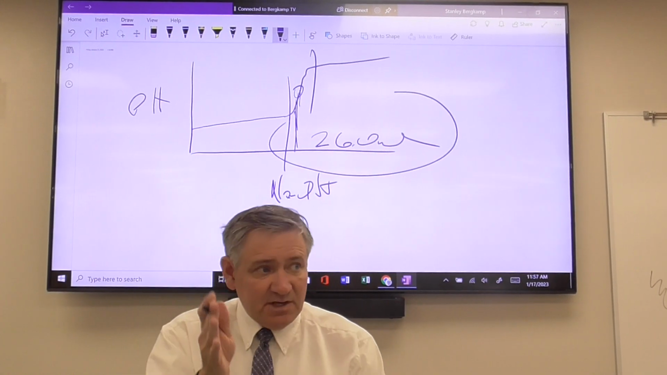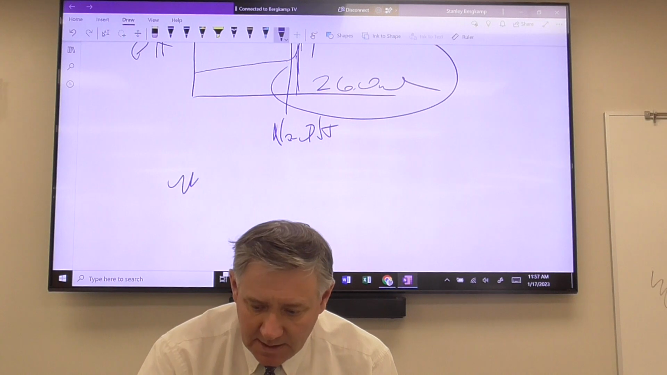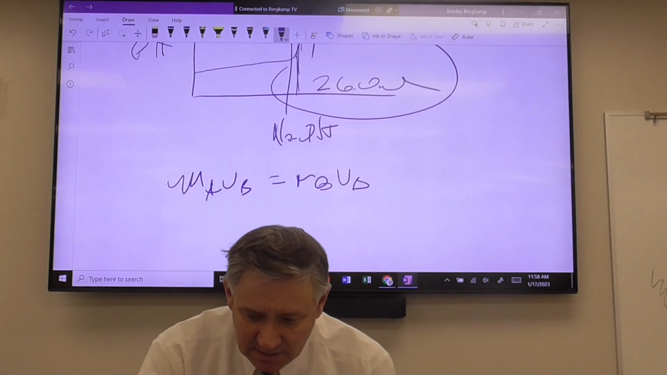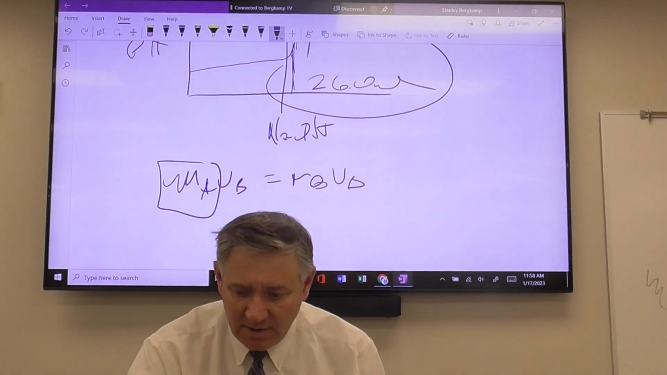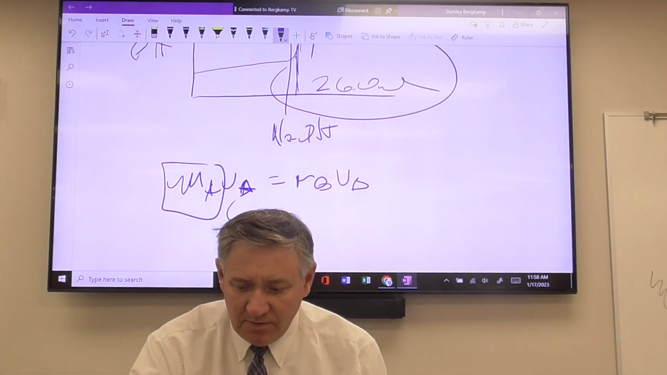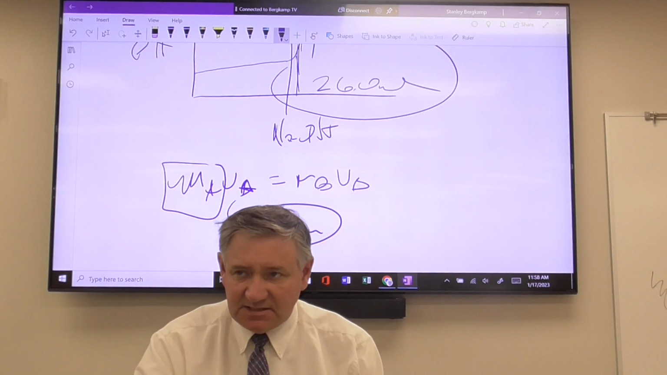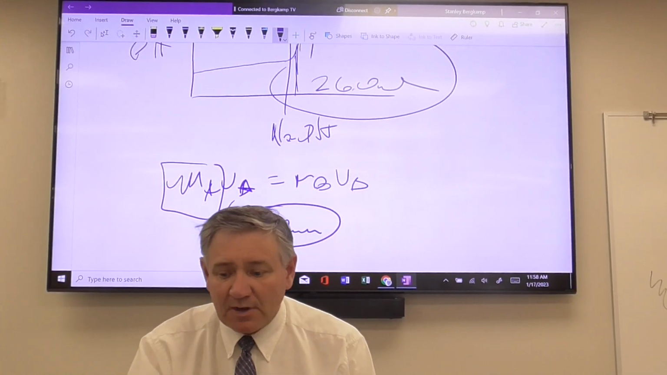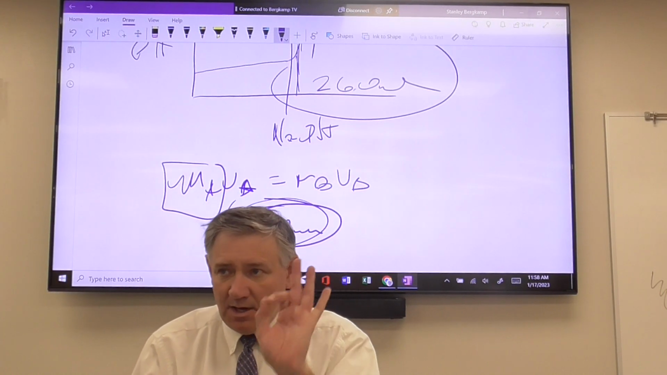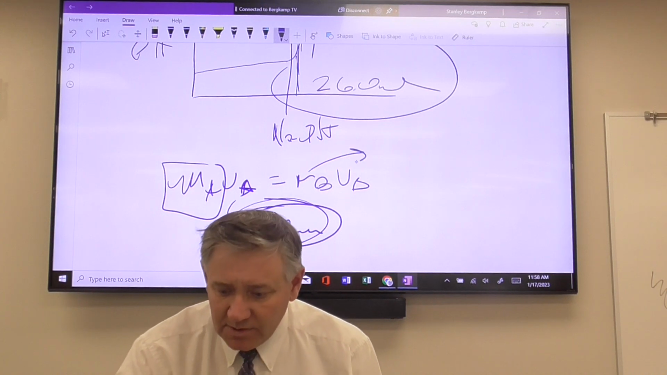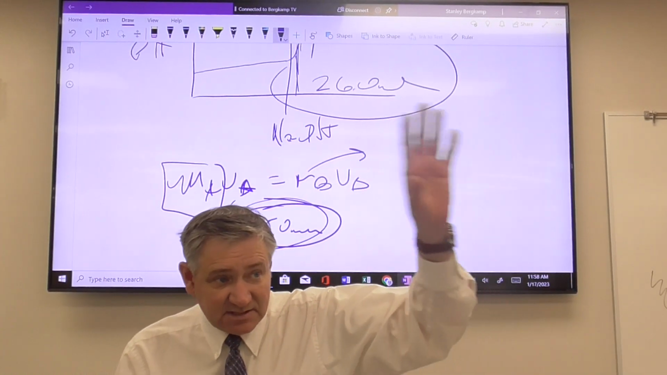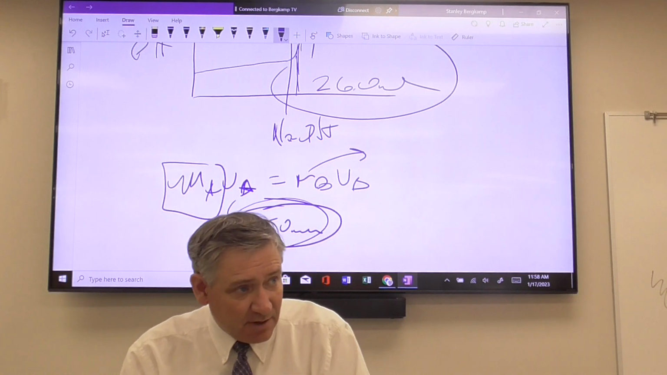So you're going to use this volume in MAVA equals MBVB. What you're trying to solve for is the molarity of the acid. You're going to know the volume of the acid, because you're going to add exactly 25 milliliters of your acetic acid. That's why we use that volumetric pipette. You're going to know the molarity of the base. That's what you found last week, that average molarity, hopefully something around 0.1.